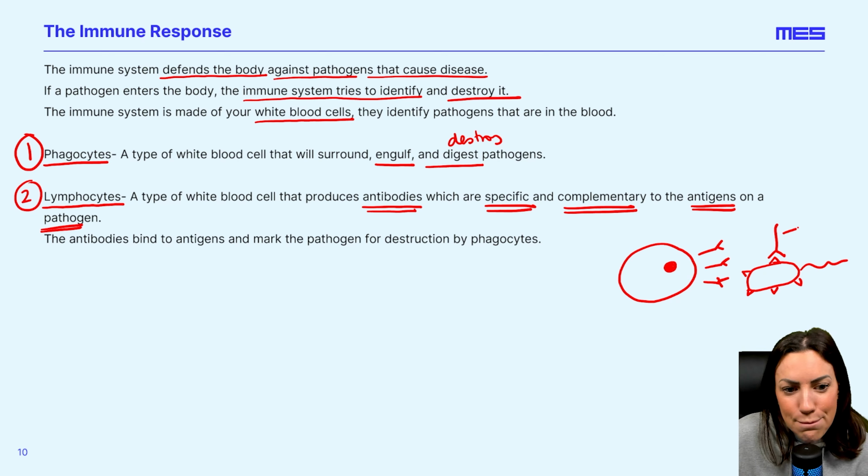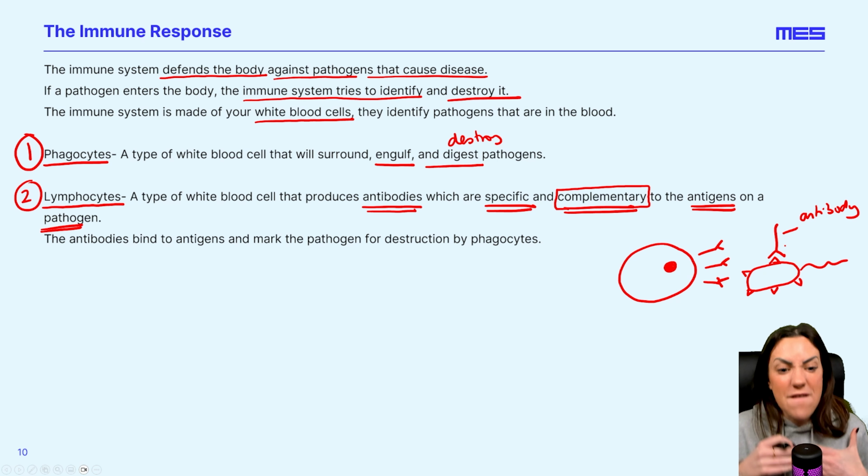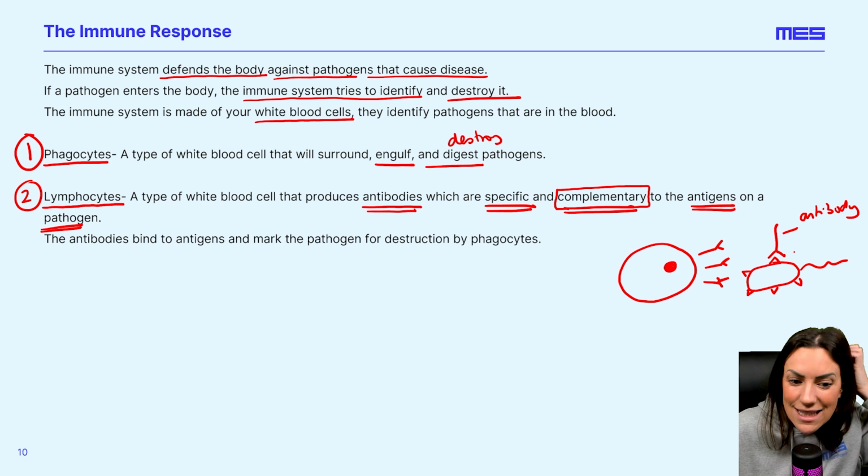So this antibody, we can say it is specific for this pathogen. And a really nice word to use is it is complementary to the antigen. That just means it fits, it binds. A bit like how an enzyme's active site is complementary to the substrate because they fit together. Here we've got an antibody that is complementary in shape to the antigen, so it can bind to the antigen.